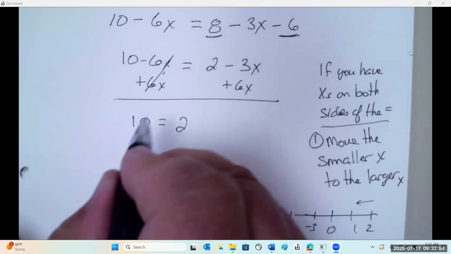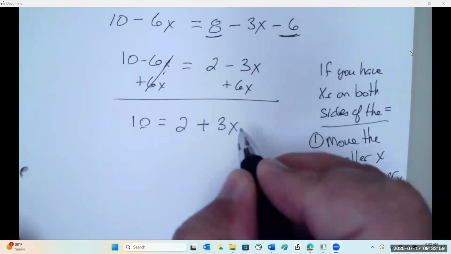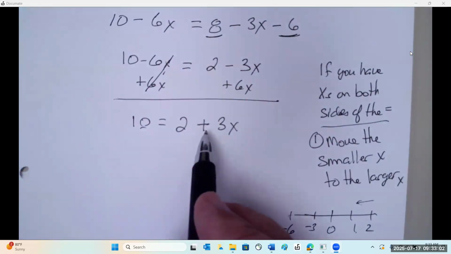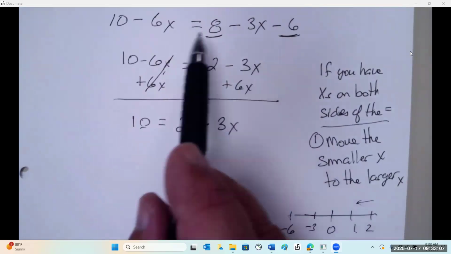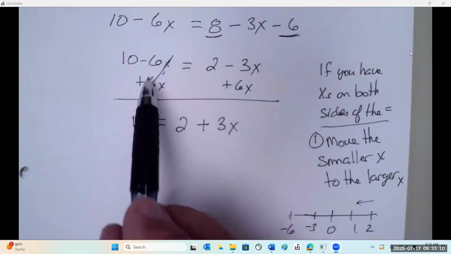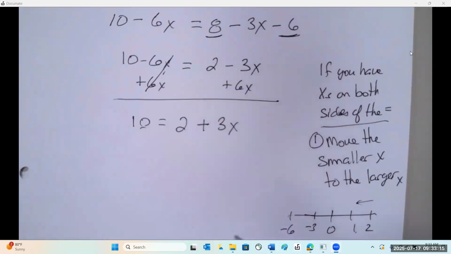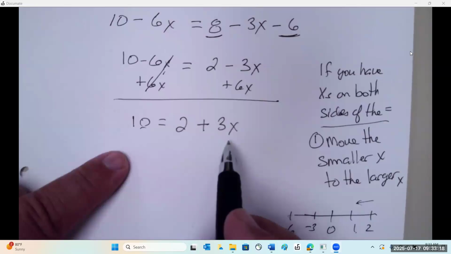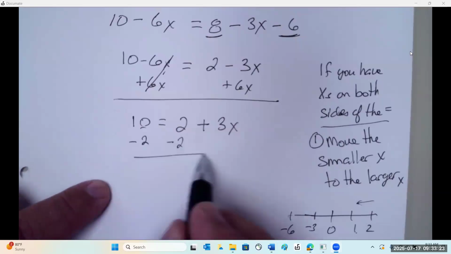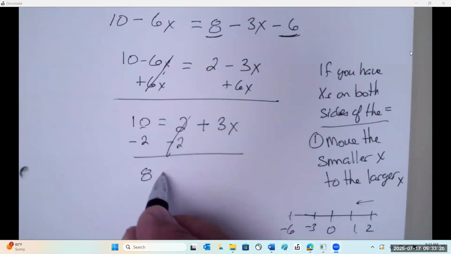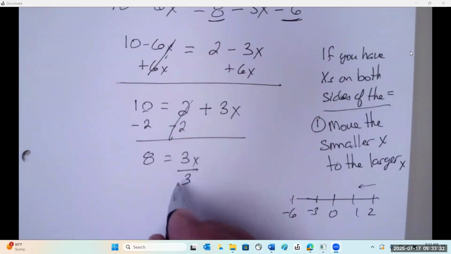10 equals 2. Positive, negative, 6 is bigger. 6 minus 3 is 3x. See, now our coefficient is positive. We don't have to worry about sign changes. If you moved the 3x to the other side, you'd still have a negative 3x on this side. Then you have to worry about sign changes. So we have all the x's to one side. Get rid of the non-x's. Move them to the other side. And then get the x by itself.